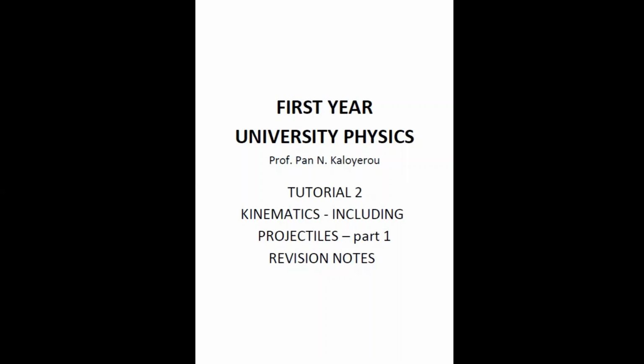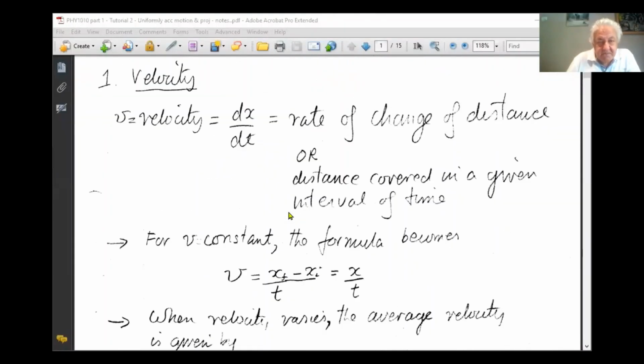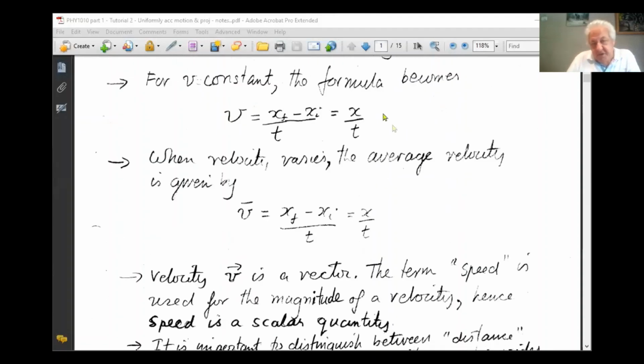Okay, let's go to my notes. Begin with the definition of velocity. We'll start with the calculus definition, which is dx by dt. Those of you that haven't done calculus, you'll understand this definition at a later time. So we define velocity then as a rate of change of distance, or the distance covered in a given interval of time. The formula that you'll be more familiar with is the definition of velocity as distance over time.